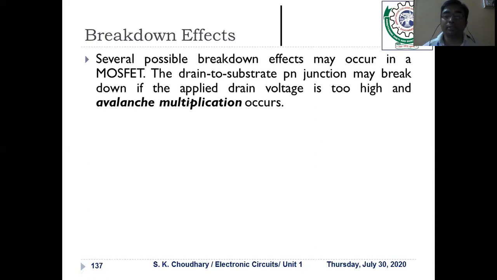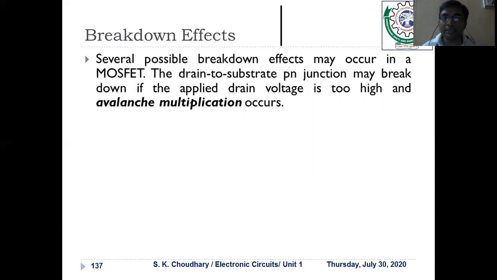Several possible breakdown effects may occur in the MOSFET. The drain to substrate PN junction may break down if the applied drain voltage is too high, causing avalanche multiplication. This breakdown is very similar to the breakdowns we have learned in semiconductor physics. One possible breakdown in the MOSFET is the avalanche breakdown, which happens when the drain to substrate PN junction is largely reverse biased.